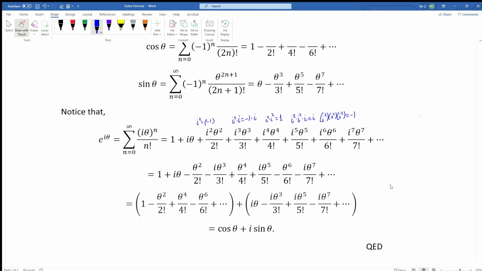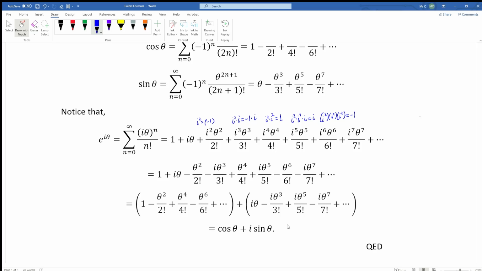Now, it's a little bit messy, but what if we just take all of our even-powered terms, that's 1 - θ²/2! + θ⁴/4!, and we just take all those terms and we put them on one side. So we're going to group them all up together here. And then we're going to take all of our odd-powered terms and we're going to group them up over here. So we get 1 - θ²/2! + θ⁴/4! - θ⁶/6!, etc. But that's just cosine of θ. And here, if I factor an i out in front, what do I get left with? The rest of these terms are just the Maclaurin series for sine of θ. And that's it. e^(iθ) equals cos θ + i sin θ.